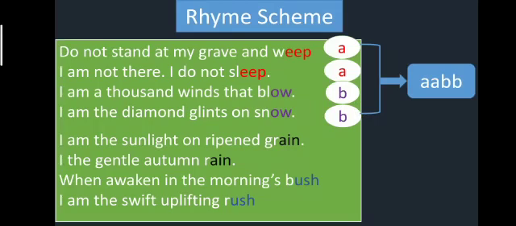And next we have the second stanza, and at the end of the first line of this stanza you're gonna find the sound ain in the word grain, and also we have the same sound at the end of the next line in the word rain. So we're gonna give both of them the same letter. Okay, and we have the sound ush in the words bush and rush. So we're gonna give both of them the same symbol, so it's gonna be D. So the rhyme scheme of this stanza would be C, C, D, D.